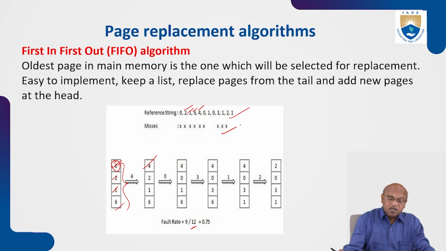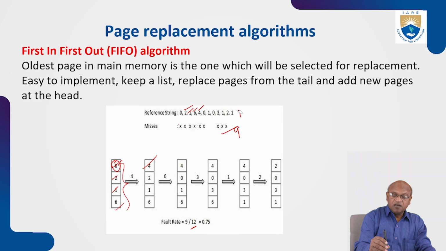Total misses are 9 out of 12. These are 12, these are 9. So 9 by 12, that is 0.75, is the fault rate. And if you calculate the hits and misses, this is the efficiency. So by using this first in first out algorithm, this is how the fault rate is calculated.